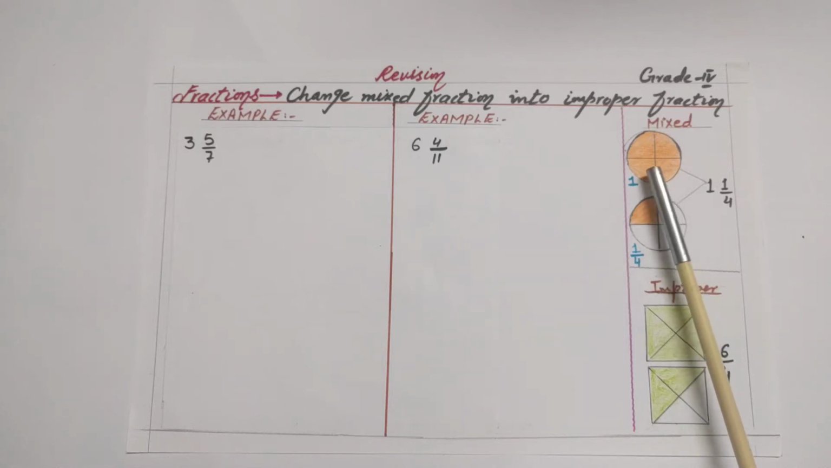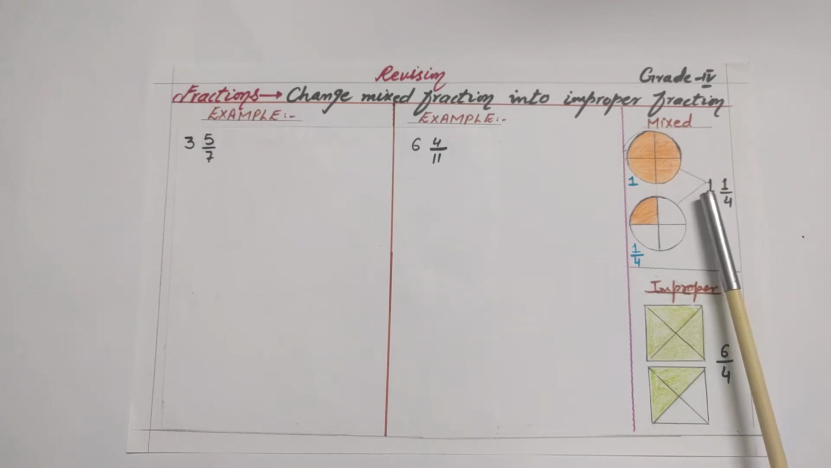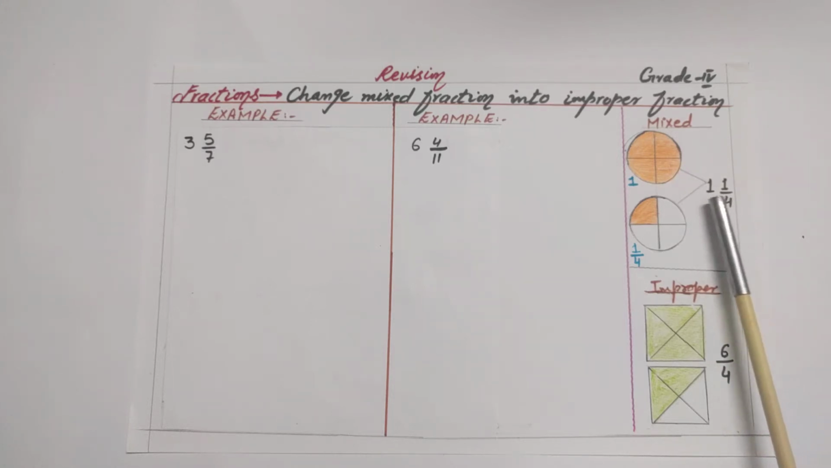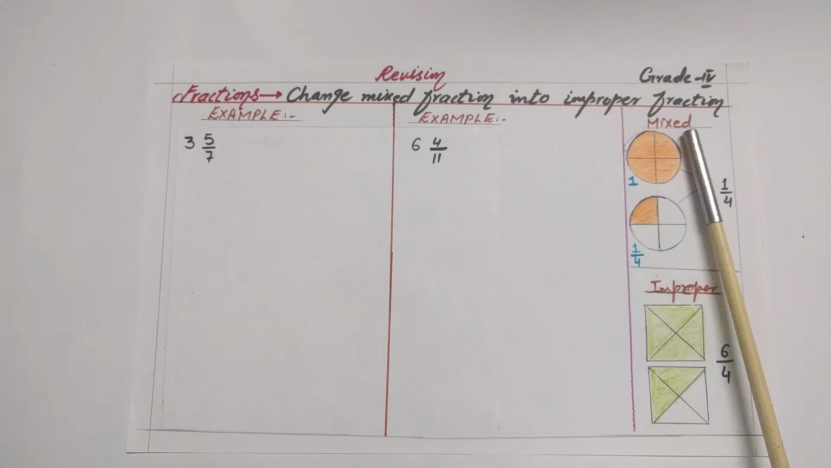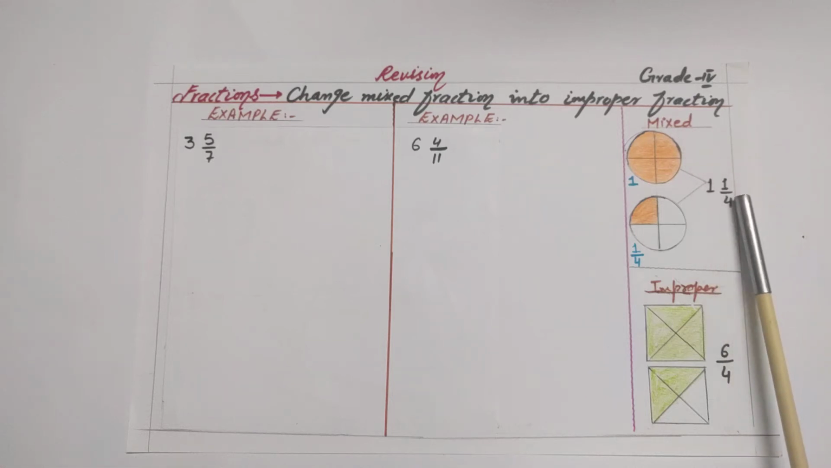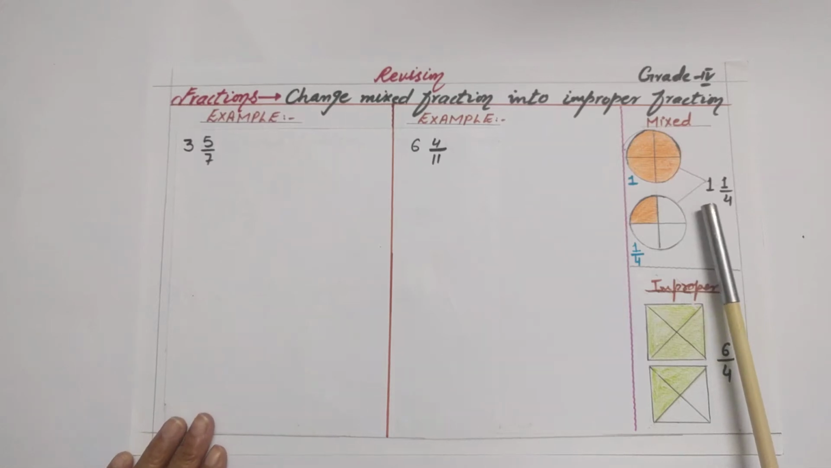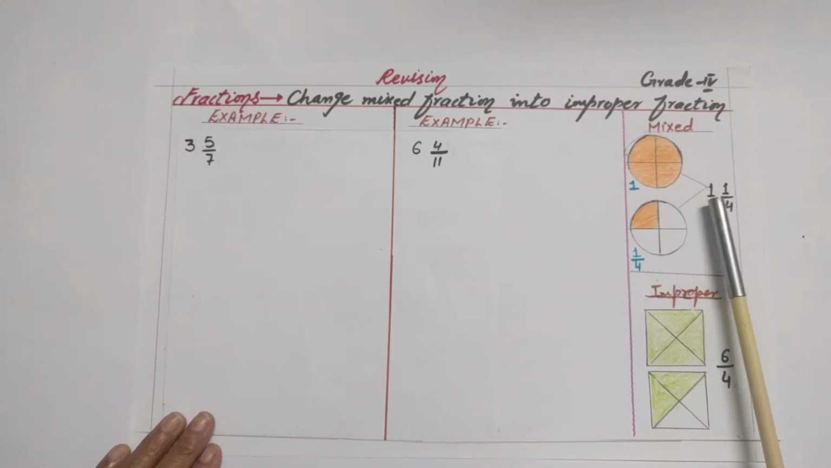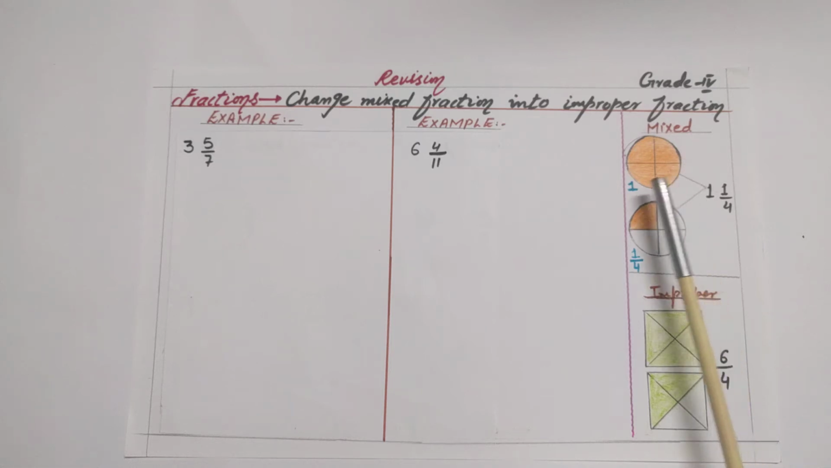When we write the mixed fraction, we will write it in this form. This is the form of the mixed fraction: a whole and a proper fraction. 1 whole and 1 by 4, which is a proper fraction, so 1 and 1 by 4 is a mixed fraction. Clear? In a mixed fraction you can use the whole as 1 or 2 or 3, it's up to you, but a mixed fraction should be the combination of a whole and a proper fraction.